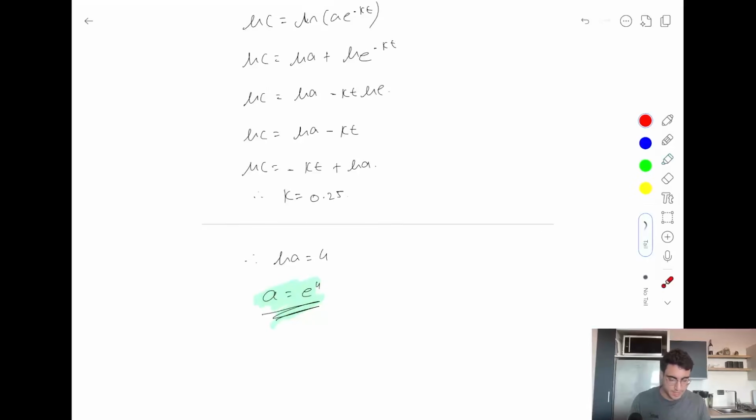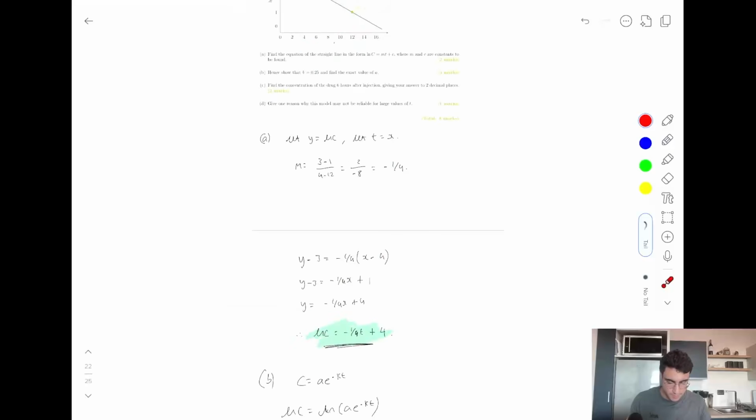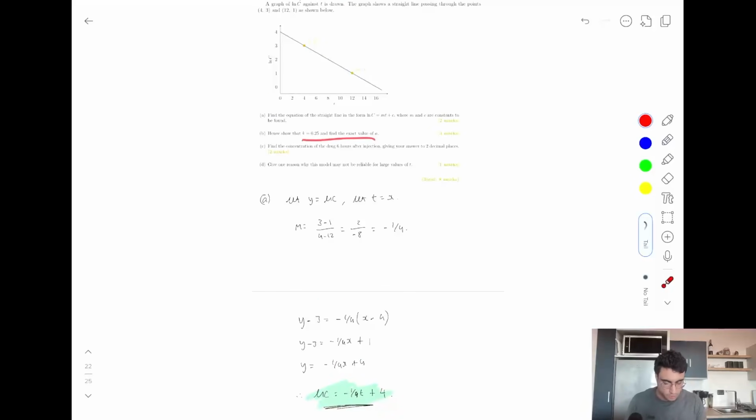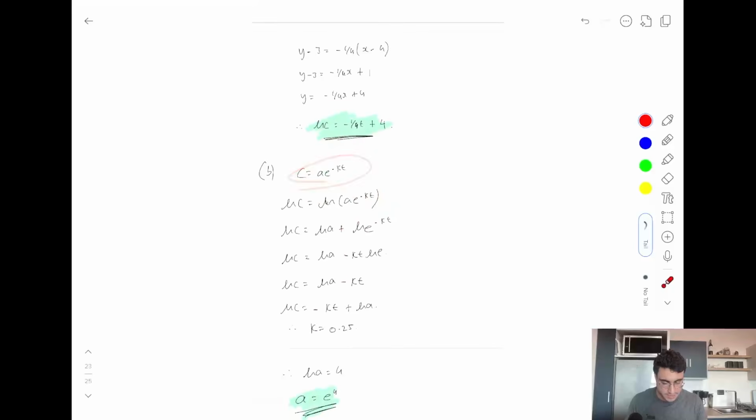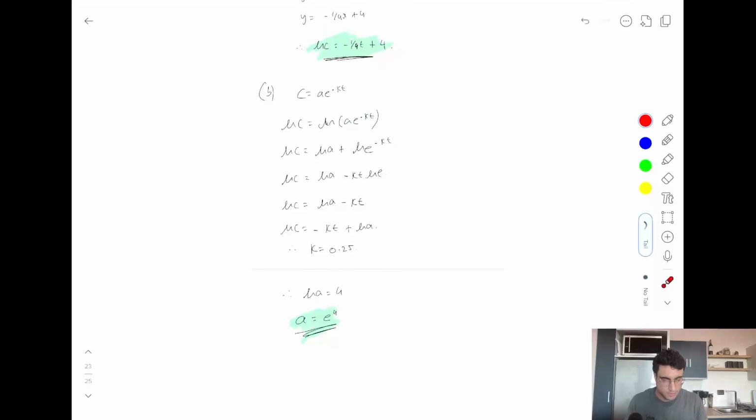So just to go over that again, for number B we simply had to correspond it. C is equal to AE to the negative KT. Do ln of both sides, and you'll see by comparing the equations, K is 0.25, so A is going to equal e to the 4.